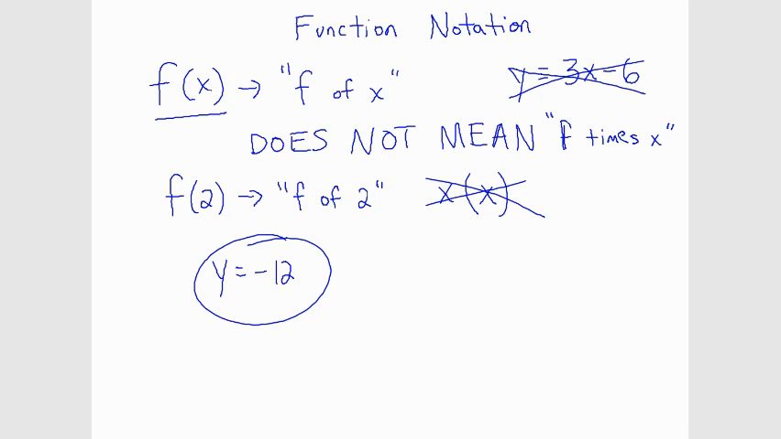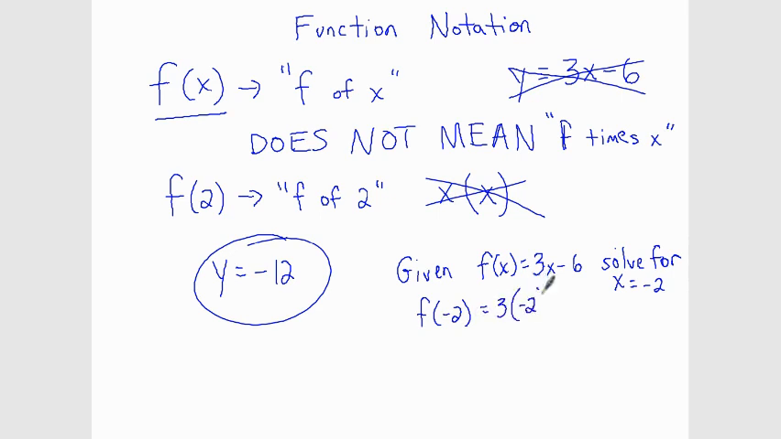So let's look at this instead. An alternate question we could be asked, same question, different wording: given f of x equals 3x minus 6, solve for x equals negative 2. Okay, so that just means, again, I'm plugging in negative 2 wherever I see x. So I would say f of negative 2 equals 3 times negative 2 minus 6. And again, 3 times negative 2 is negative 6. Minus 6 gives us negative 12.